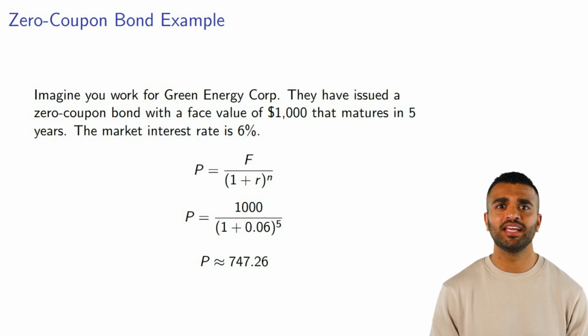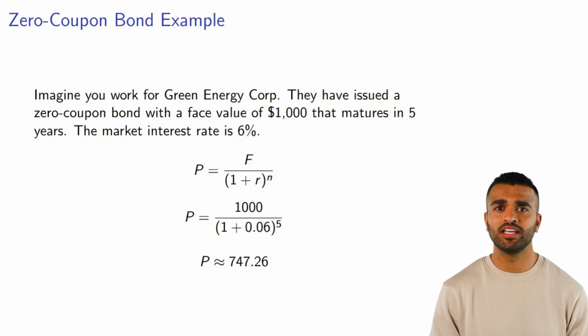Imagine you work for Green Energy Corp, a cutting-edge company aiming to revolutionize renewable energy. They have issued a zero-coupon bond with a face value of $1,000 that matures in 5 years. The market interest rate for such bonds is currently 6%. To find the price of this zero-coupon bond, we need to discount the face value back to the present value using the market interest rate as discount rate. This involves calculating the present value of $1,000 over 5 years at a 6% interest rate.